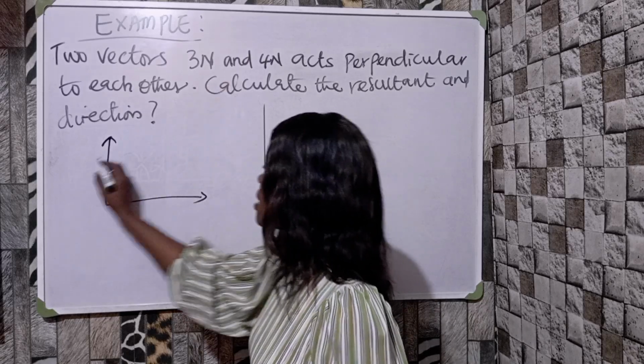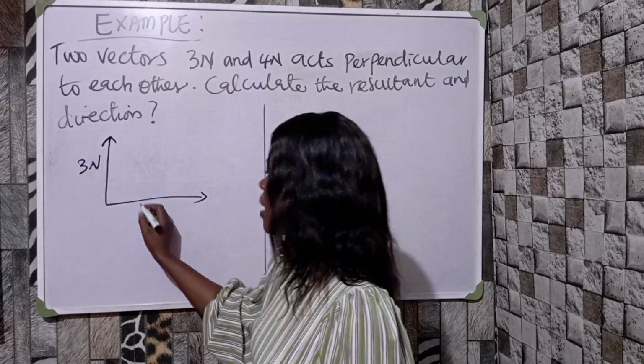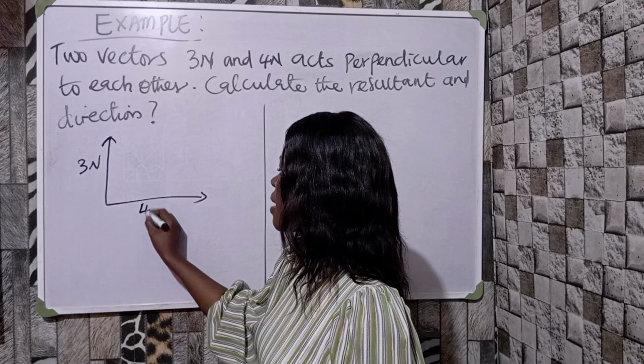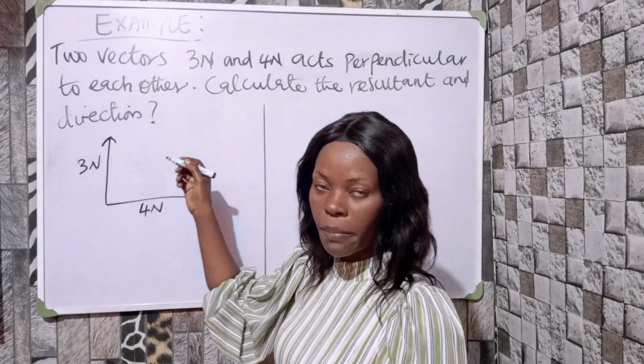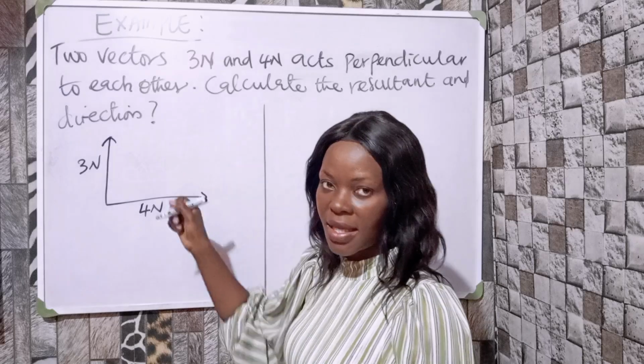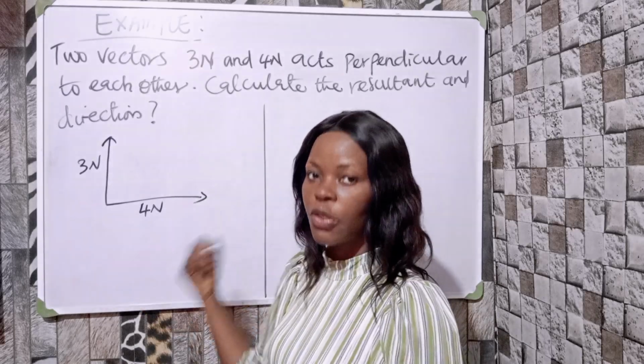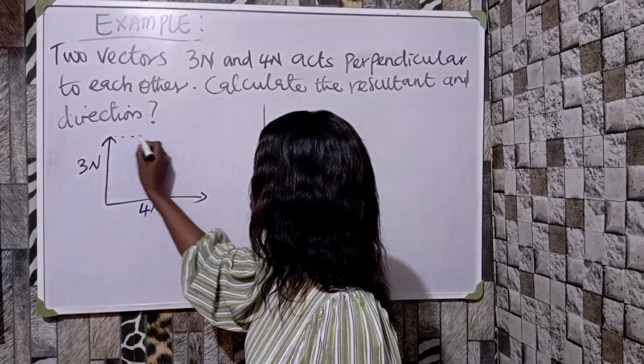The first one is 3 Newton, while the second one is 4 Newton. Okay, like we did previously, I'm going to complete it to join the 2 points of intersection and call the line the resultant.